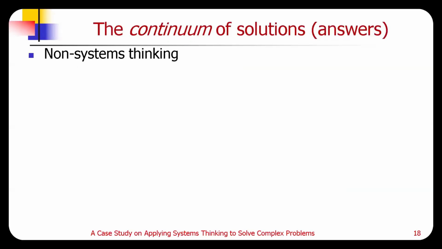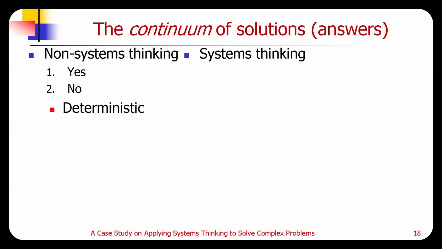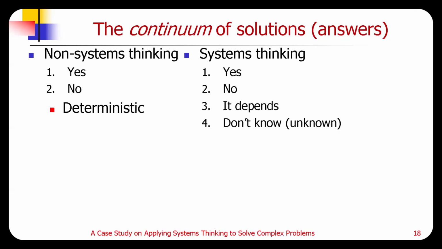A similar continuum shows up for the answers to questions. In non-systems thinking, the answers are yes and no. These give you deterministic answers. On the other hand, in systems thinking, you get yes and no in the same way, but you also get it depends, which allows for a dialogue to flesh out what it depends on. And then you get don't know or unknown, which dissolves Schrodinger's cat's paradox. And then you get the don't care.